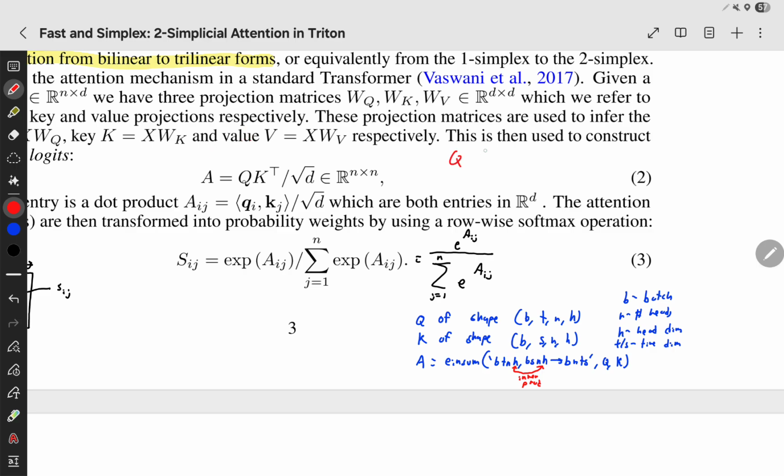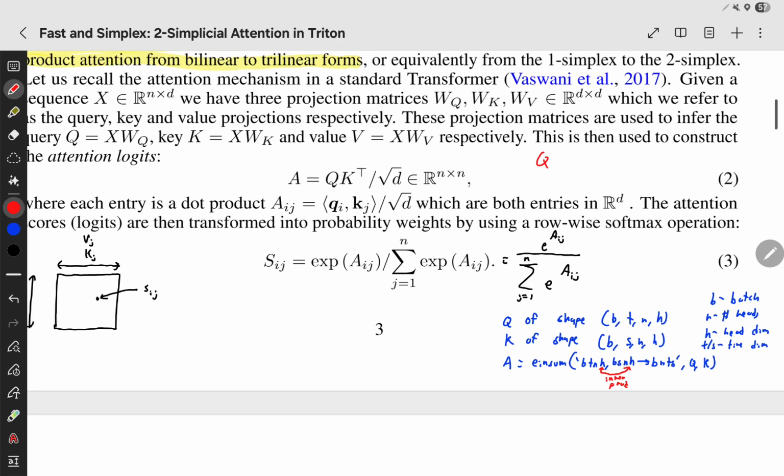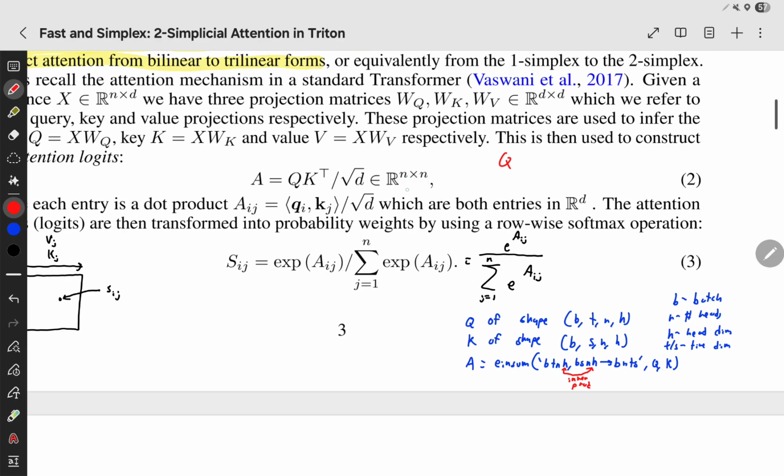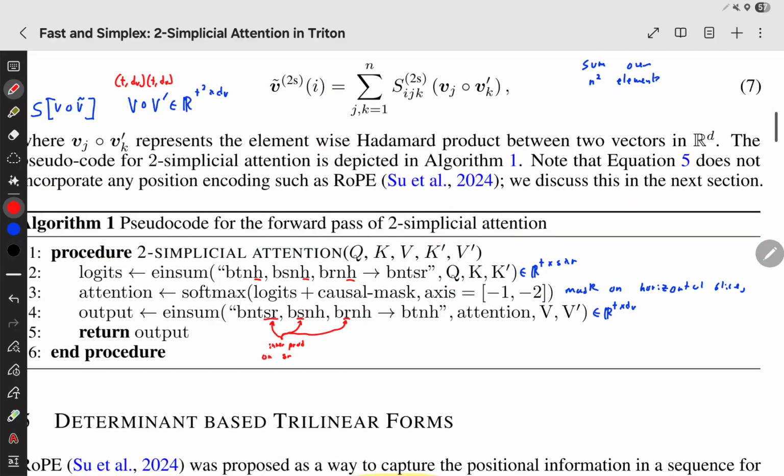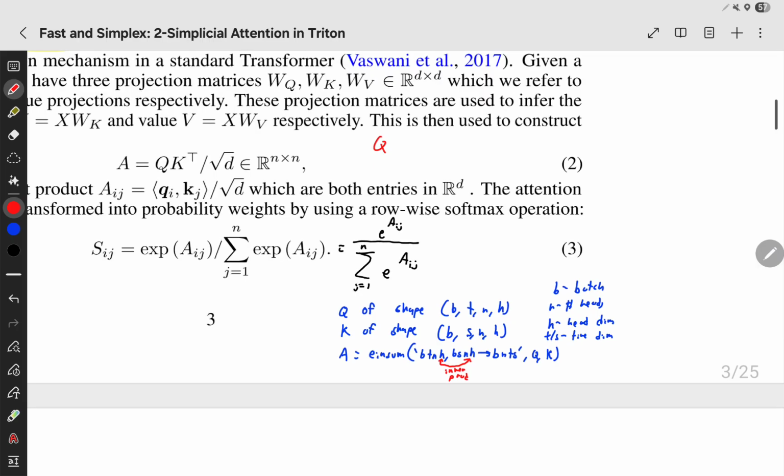So if we have our queries, they have two notations in here. They call the input of shape n by d, but n is used all over the place, and it means two different things. If you see n in an equation over here, it means the number of tokens, which is what you would normally think n is. But if you see n in the einsum notation, which I'll talk about in a second, it actually means the number of heads, if I'm not mistaken.